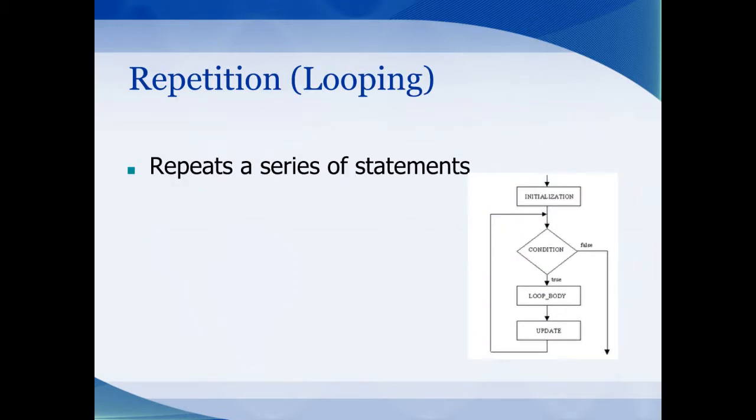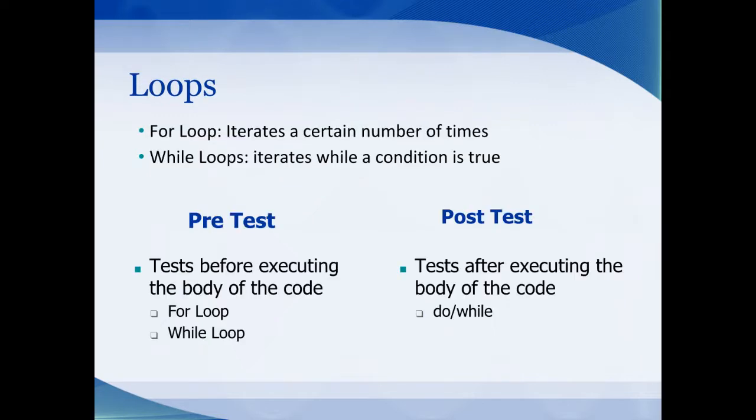Repetition is when the code repeats the series of statements. Now there's three types of loops in Java, or repetition in this case. First off, you have a for loop or a while loop. A for loop iterates a certain number of times, while a while loop iterates so long as a condition is true. Now we can break that down further and have a pre-test loop and a post-test loop.